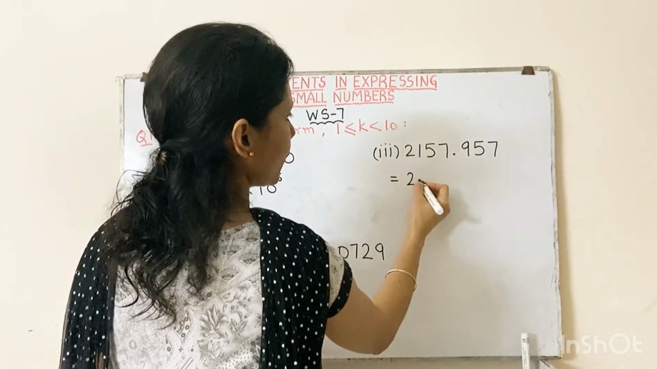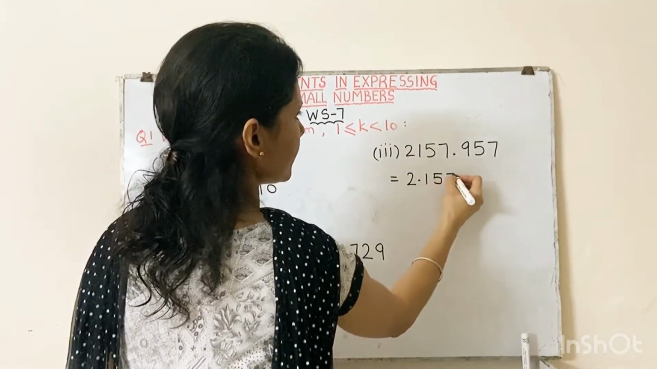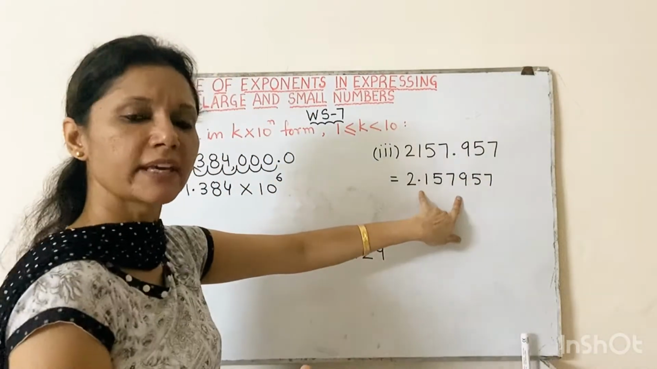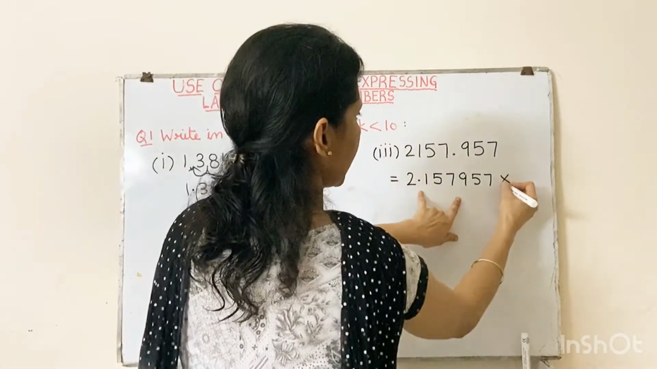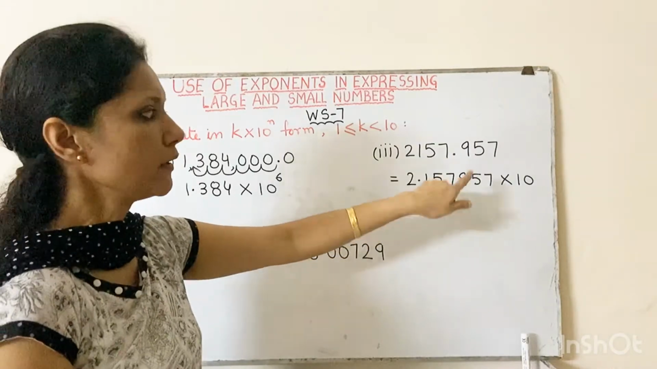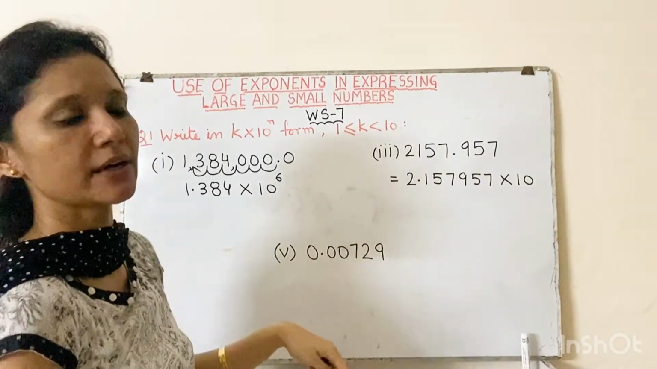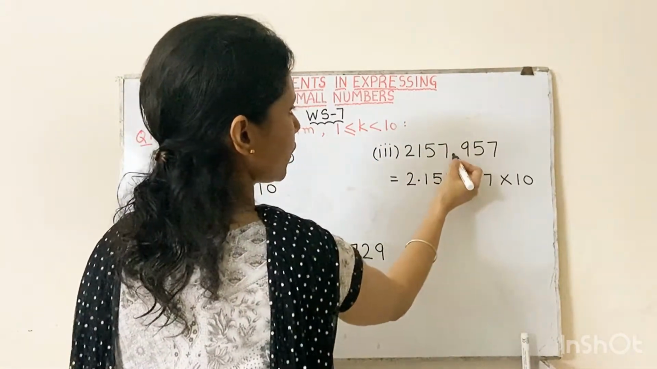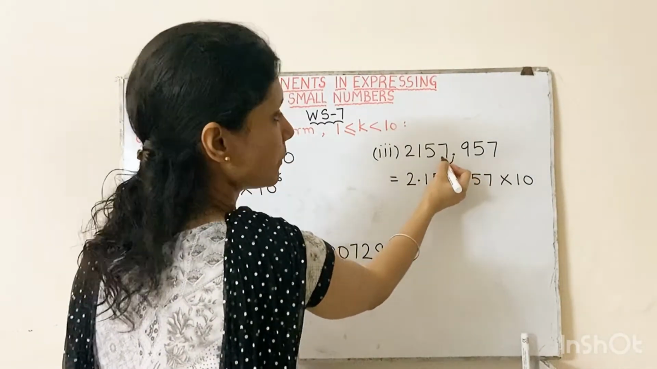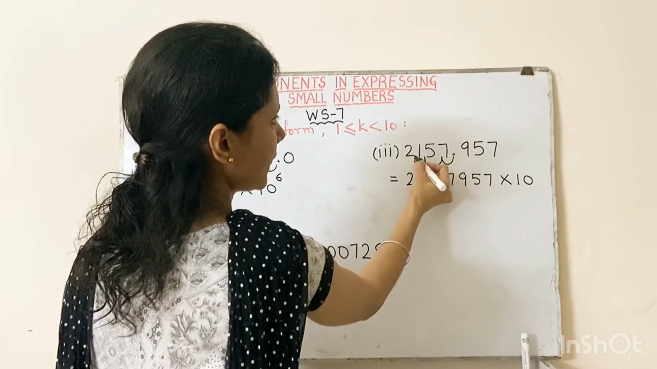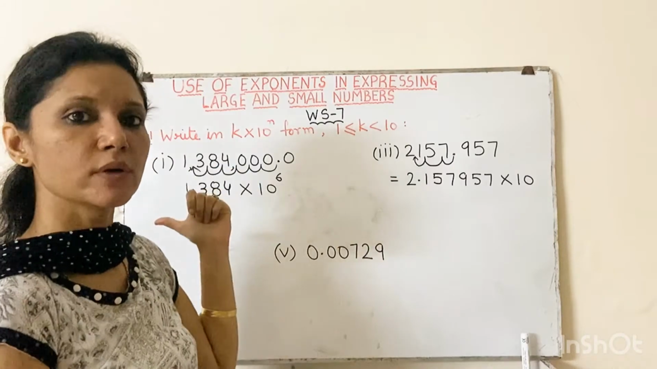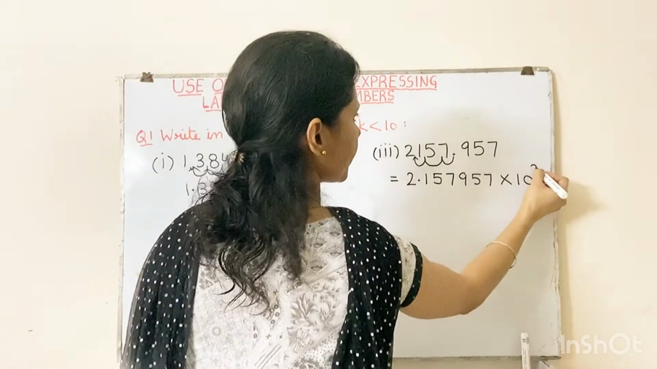So 2.157957. This would be our k. Then multiply by 10 and we have to put a power on top of 10. Now let's see the jumps that we have taken. In order to reach from here to here, how many jumps have we taken? Jump between the numbers: 1 jump, 2 jumps and 3 jumps. 3 jumps towards the left. So when we are jumping towards the left, the power is positive.